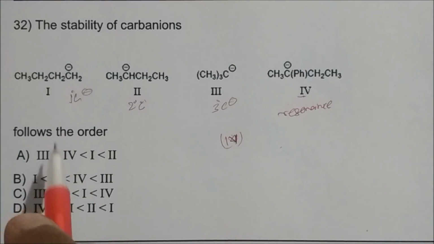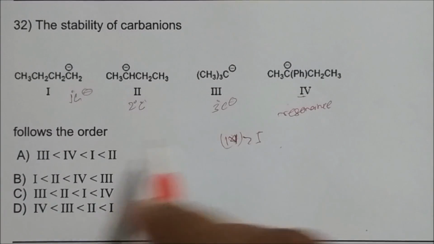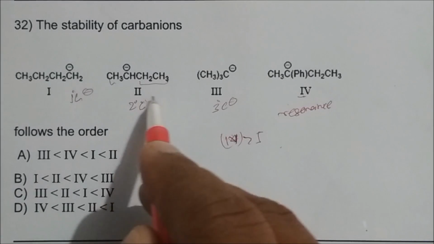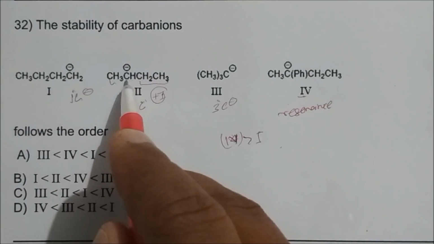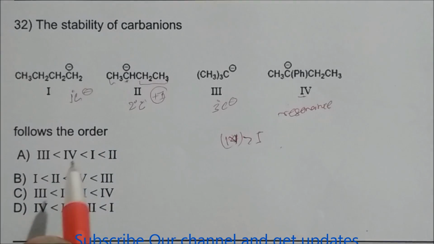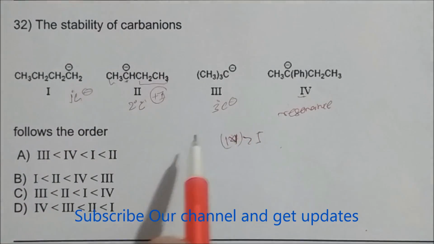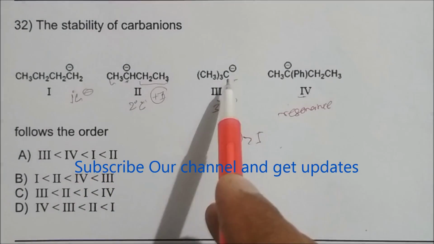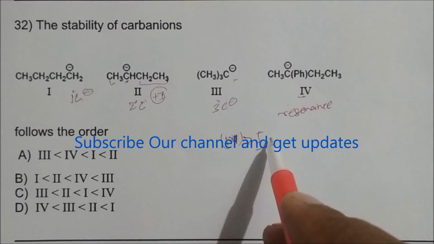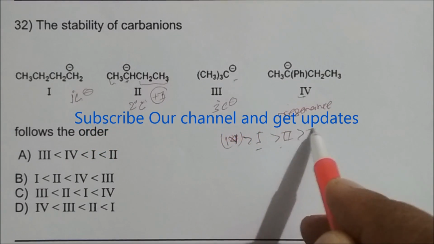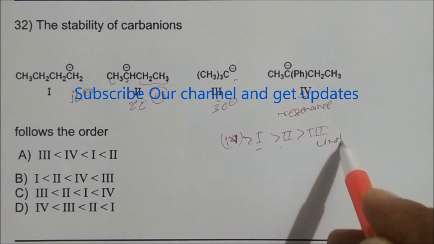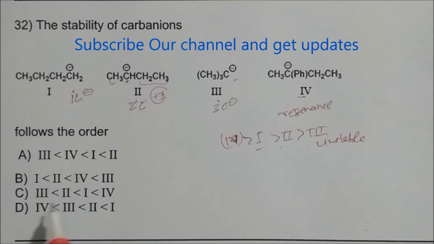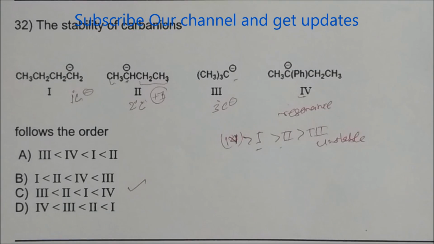After that, 1 comes next because it's a primary carbanion. In the secondary carbanion we have CH2, CH3, and this will act as a plus I effect, meaning this will give electrons to the carbon. So this carbanion is destabilized. And in 3 you can see there are 9 hydrogens, so again this will destabilize the anion heavily. So first is 1, followed by 2, and then 3. 3 is highly unstable. So as per the question, if you see carefully, C is the correct answer.